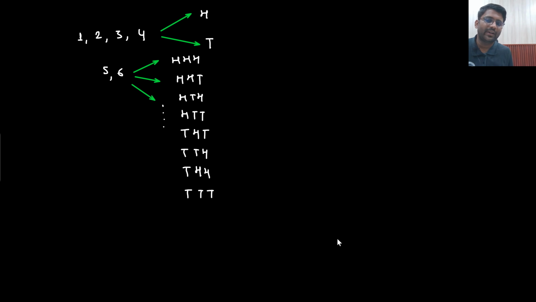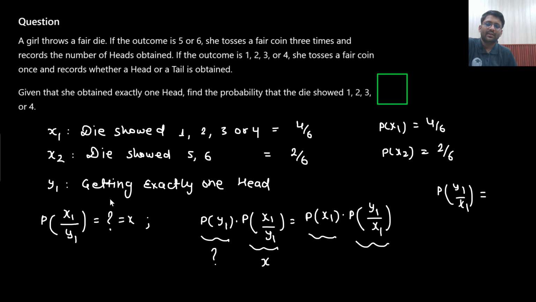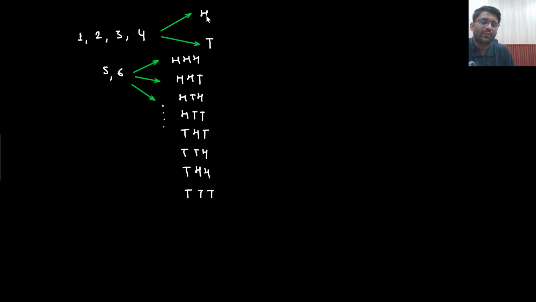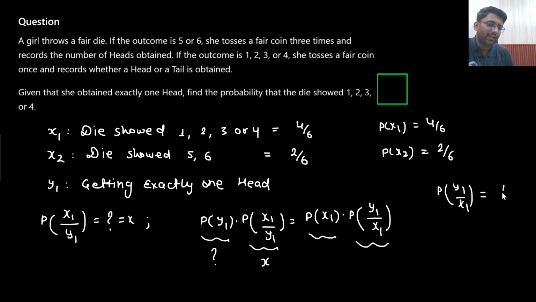So what are you supposed to find out now? You are supposed to find the probability of getting exactly one head, given that the die showed 1, 2, 3, 4. That means if the die showed 1, 2, 3, 4, then what is the probability of getting exactly one head? That will be 1 by 2.